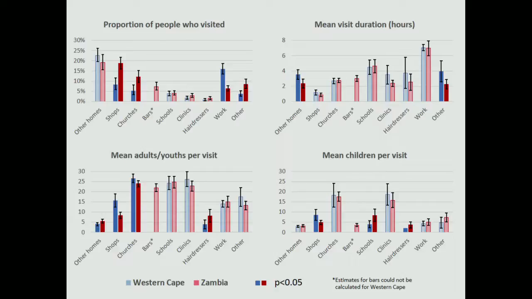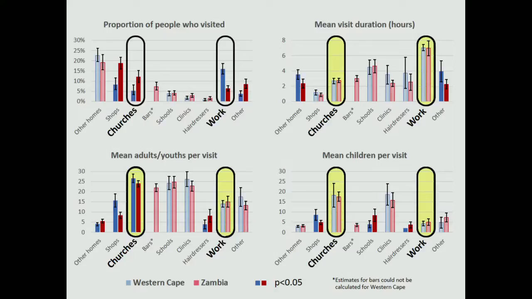There are some differences, however, and I'd like to draw your attention to two types of building in particular, churches and indoor workplaces. Visit durations, the number of adults and children present, are quite similar for both types of building in both countries. There are very large differences between the two settings in the proportion of respondents who reported visiting that type of location on the day before the interview, however. Church visits being far more common in Zambia and visits to indoor workplaces being more common in Western Cape.